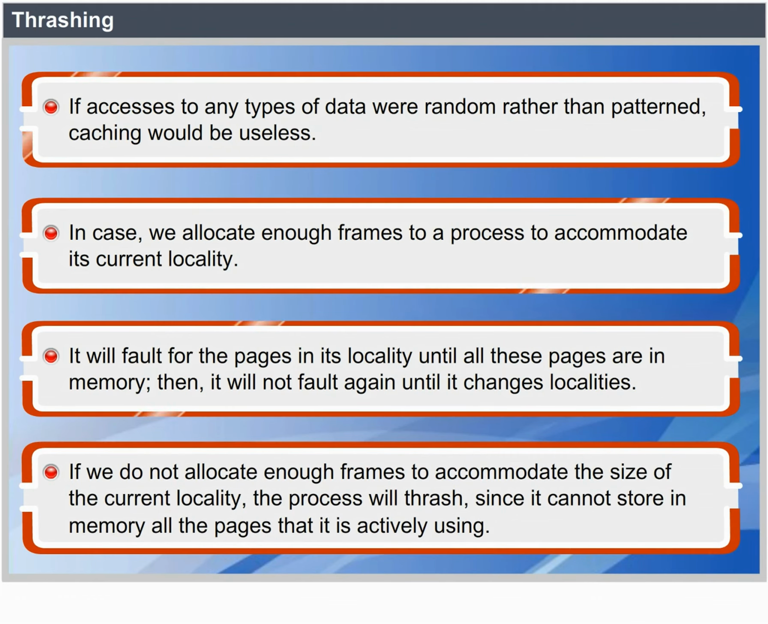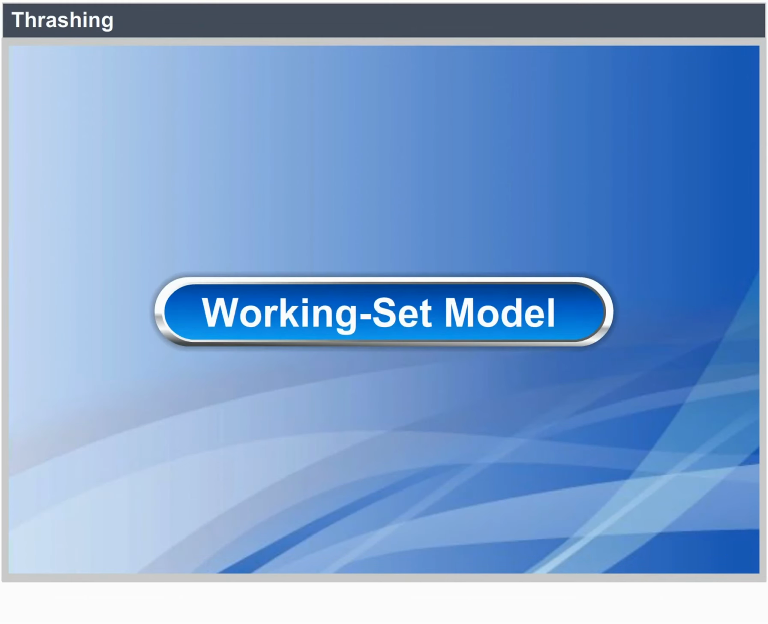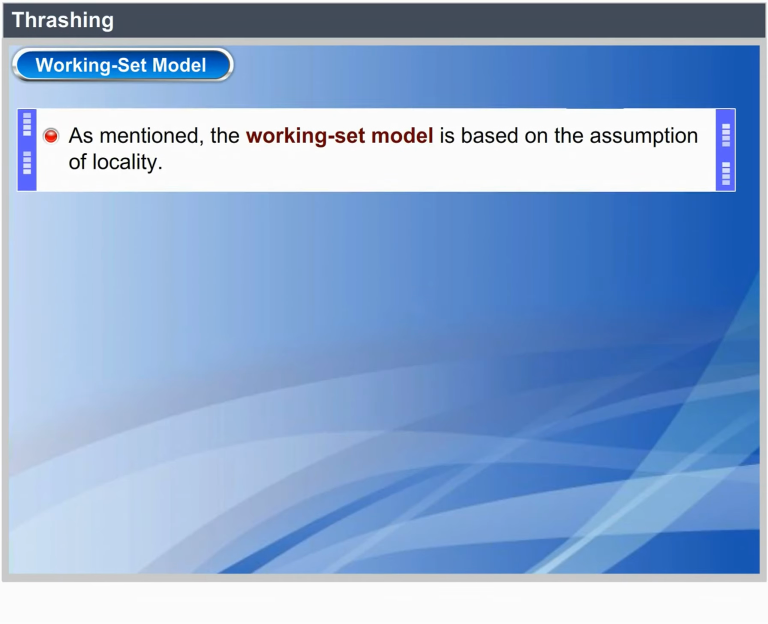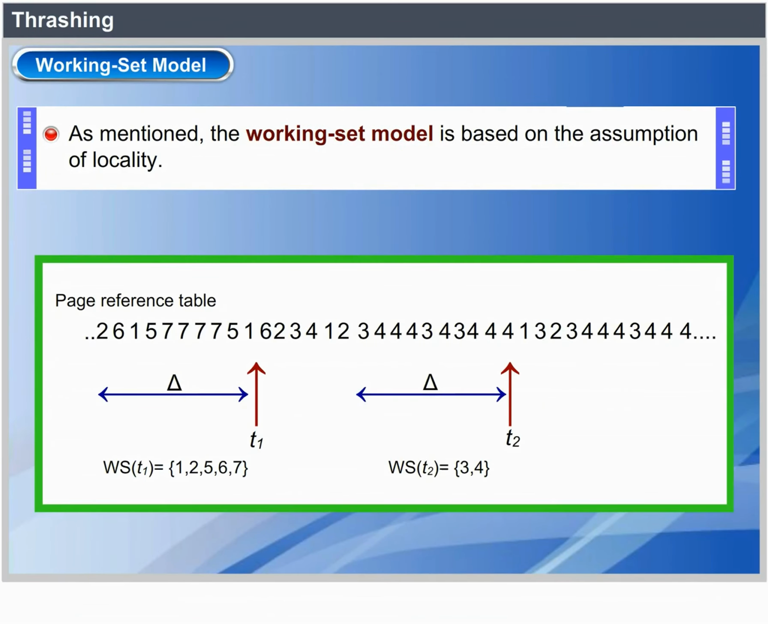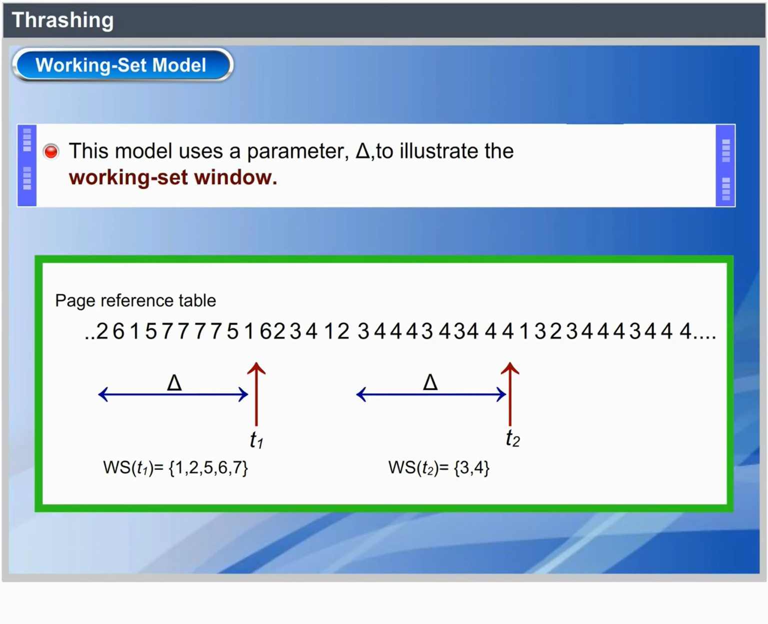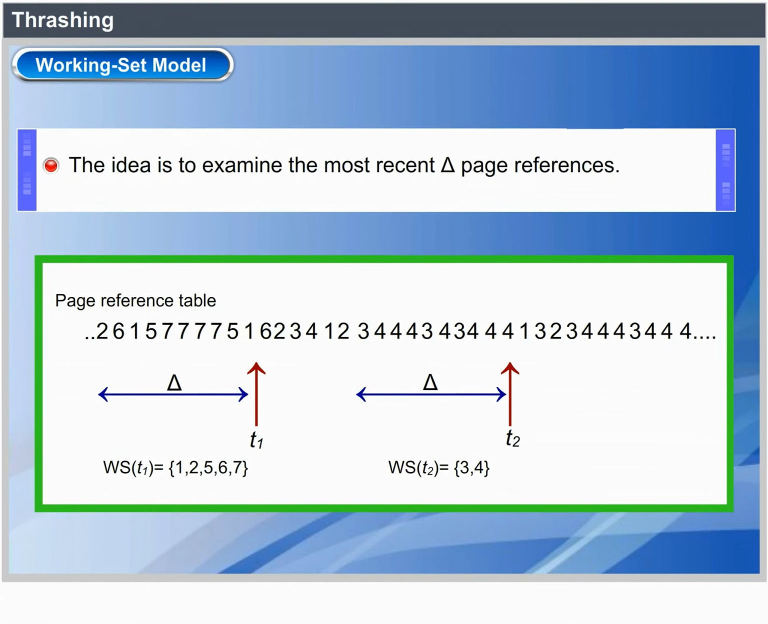Working set model. As mentioned, the working set model is based on the assumption of locality. This model uses a parameter delta to define the working set window. The idea is to examine the most recent delta page references. The set of pages in the most recent delta page references is the working set. Figure: working set model below.